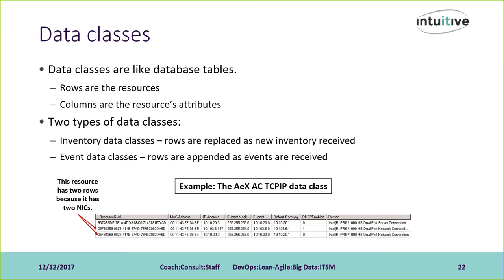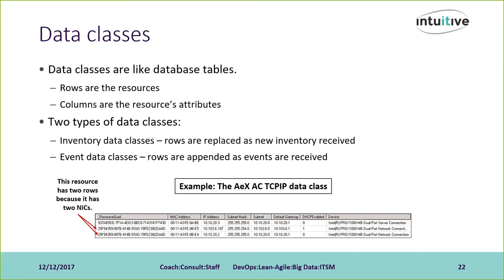The other one is an event data class, and an event data class describes an occurrence. Examples would include when a user logs into a computer or when a task is run. Rows in the event data class are appended as events are received. So you can expect multiple rows in event data classes, as opposed to an inventory data class, which is replaced each time inventory is collected.